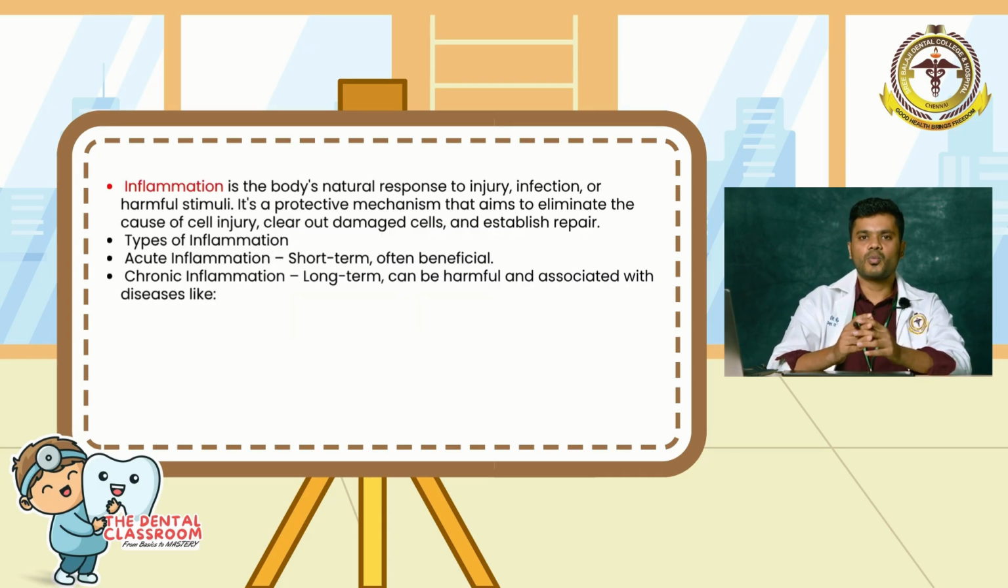First we will see what is inflammation. Inflammation is the body's defense response against an infection or a pathology or even a trauma. So what happens in inflammation? Inflammation is of two types, which is called acute inflammation and chronic inflammation.